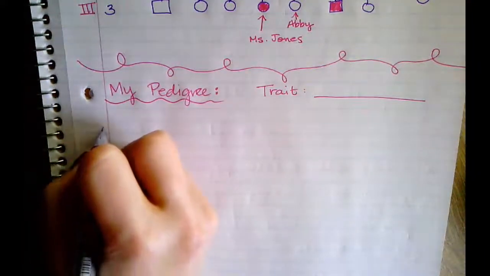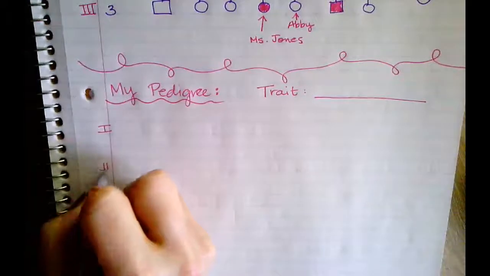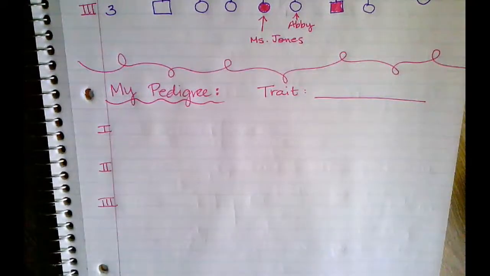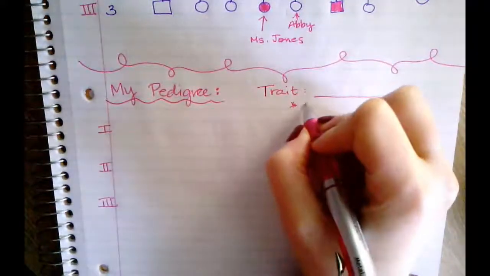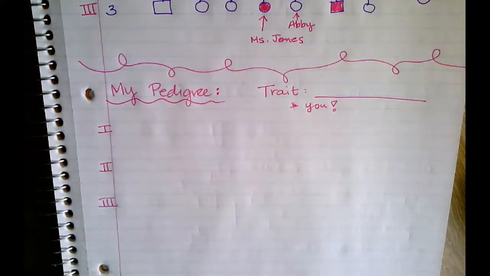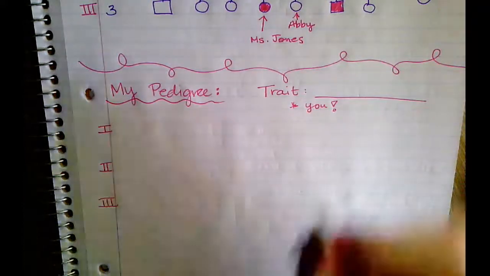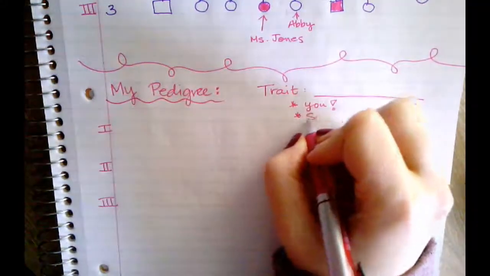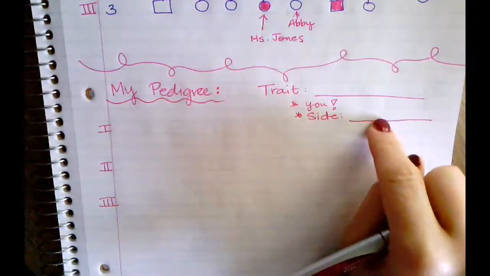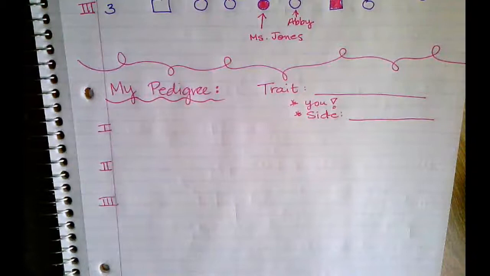I would like you to have at least 3 generations of your family. I want you to point out which one is you, so put your name. And then I want you to make sure you're shading in or leaving them blank, or half shading in if it's a carrier. And then I want you to tell me which side of your family this is. Is this your maternal or your paternal side? So is this your mom or dad's side of the family?